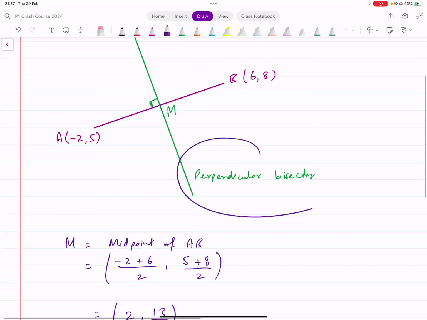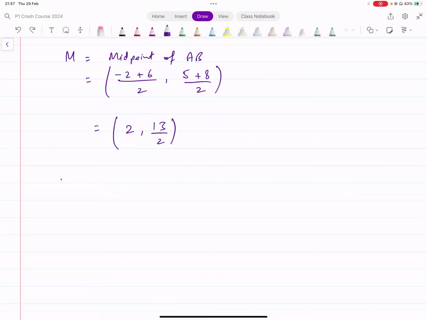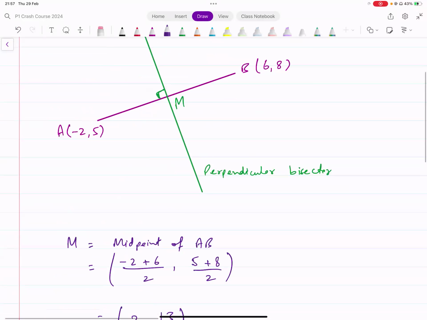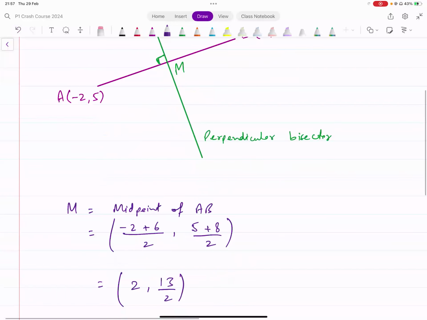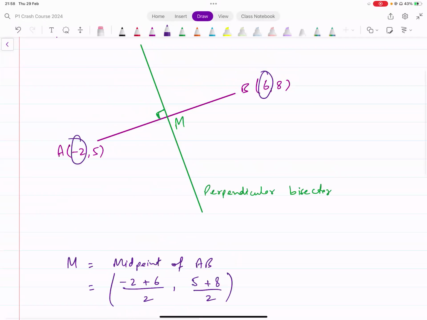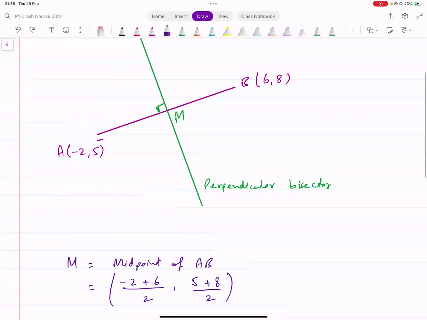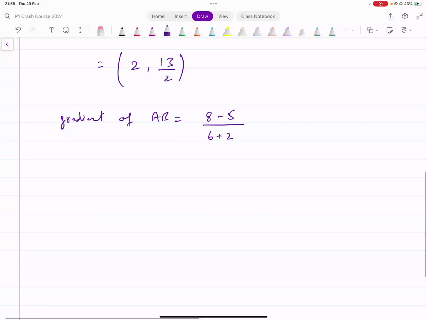We also want the gradient of the perpendicular bisector. How do you find it? What you can do is find the gradient of the line AB. Right? Let's find that. Gradient of the line AB. How do you find that? Y2 minus Y1 over X2 minus X1. 8 minus 5 divided by 6 minus -2. That's 6 plus 2. What do you get from this? You get 3/8. The gradient of this line is 3/8.